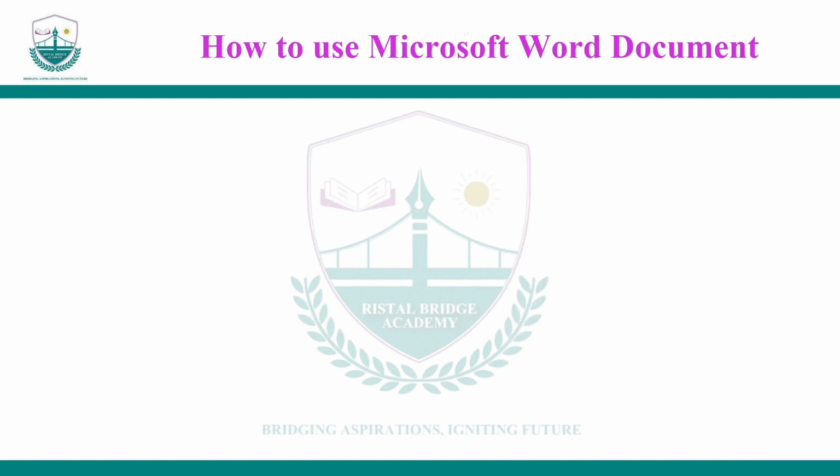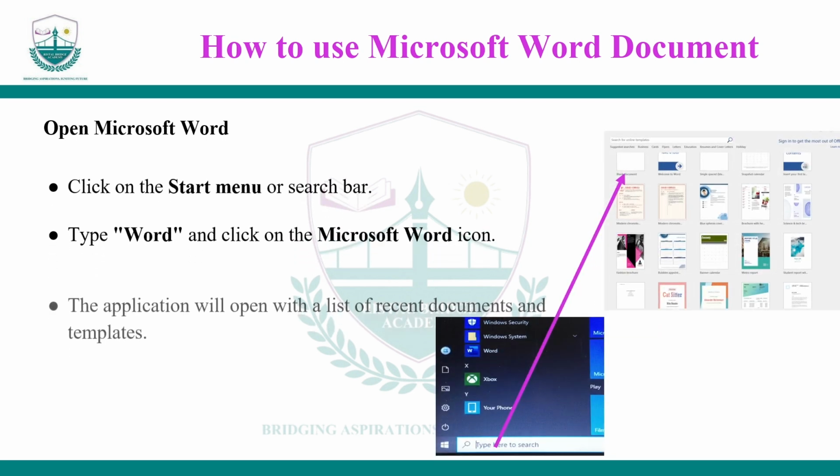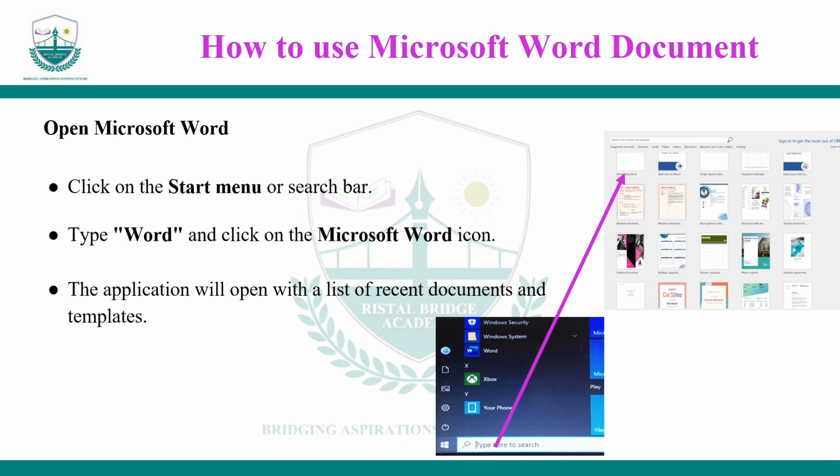Looking at how to use a Microsoft Word document. To start using Word, click on the Start menu, type Word, and open the application. You'll see a dashboard with recent documents and templates to choose from. Templates make it easier for managers to create consistent documents like reports or meeting notes quickly.